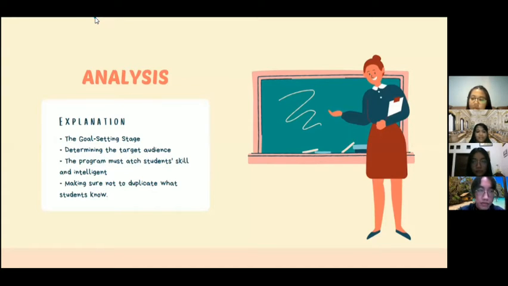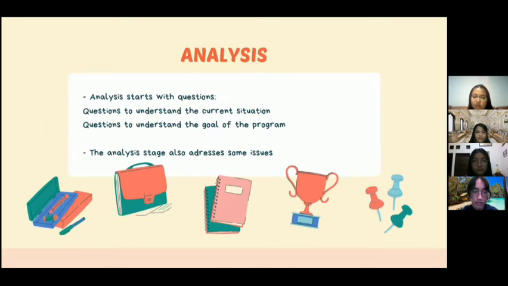Okay, for the analysis explanation, the analysis phase can be considered as the goal setting stage. The focus is on the target audience, and it also ensures that the program matches the level of skill and intelligence, and that content won't be duplicated. And the focus will instead be on topics and lessons that students have yet to explore and learn. An analysis starts with questions to understand the current situation, and questions to understand the goal of the program. And the analysis stage also addresses some issues.